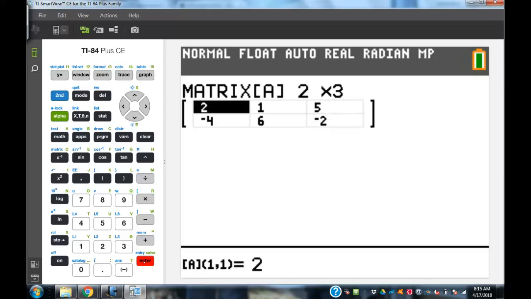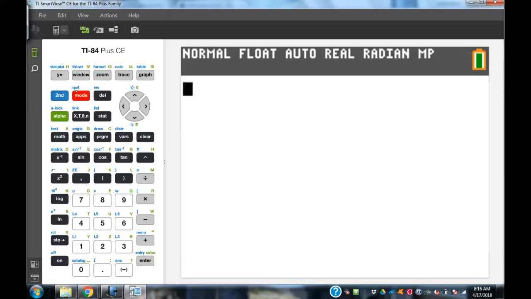Just type in over the top of whatever number is there, and it'll override it. Okay. Once you get that matrix in there, go back to the regular calculator screen. So second mode to get back to the regular calculator screen. Then we want to have our calculator do some math with that matrix.